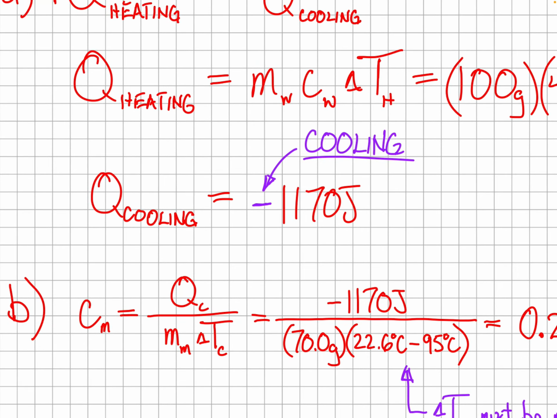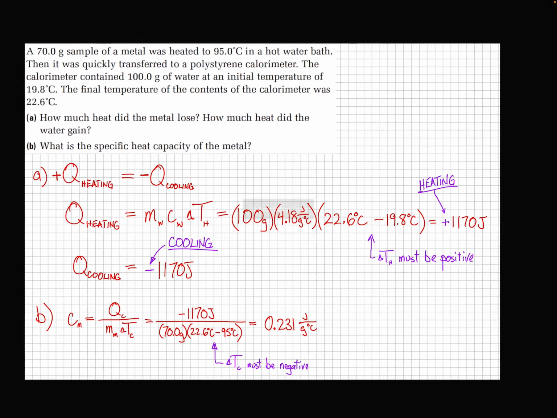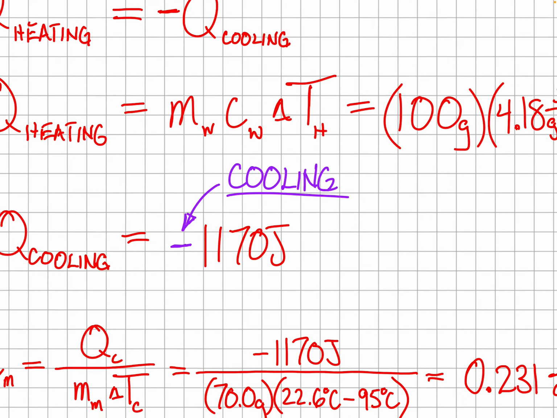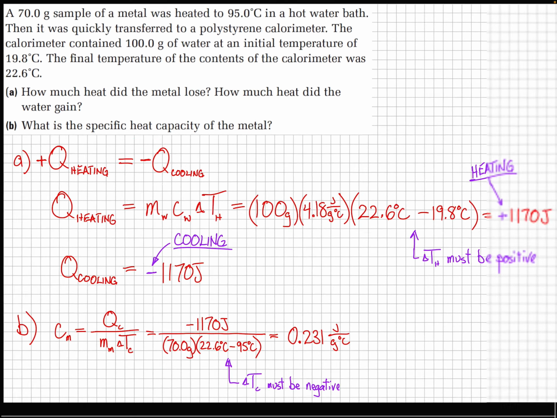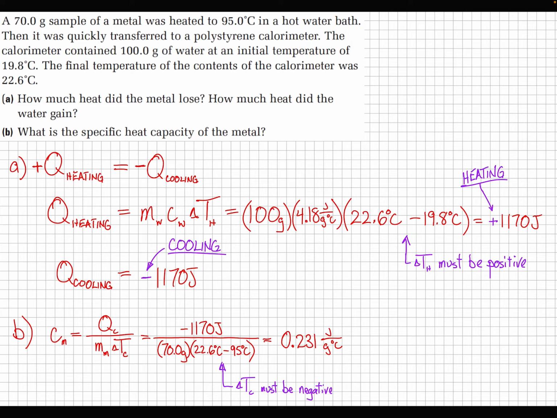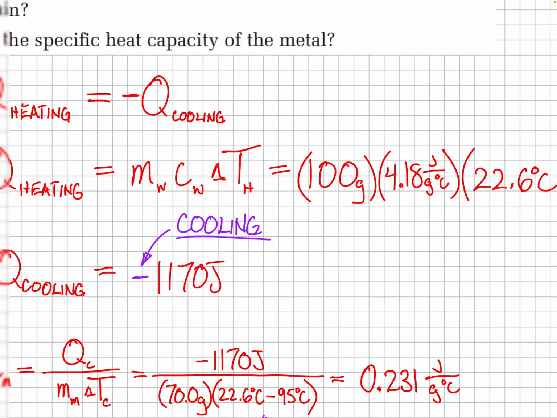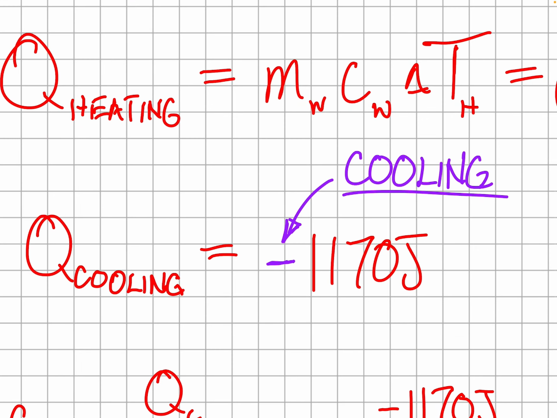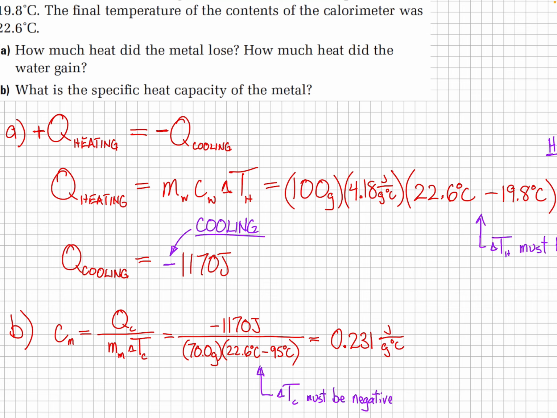Our cooling substance is going to have a negative sign, as we see here. And remember, we're just looking at endothermic and exothermic processes. So the water is heating up, that is endothermic. The metal is cooling down, that is exothermic. So there's the first part.